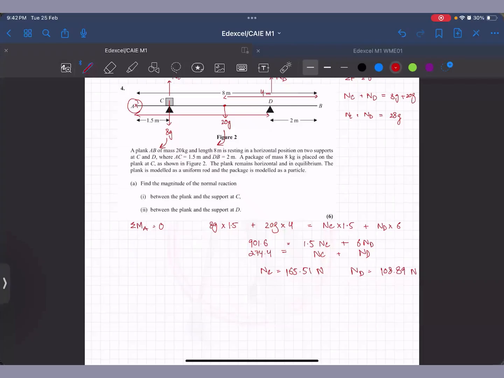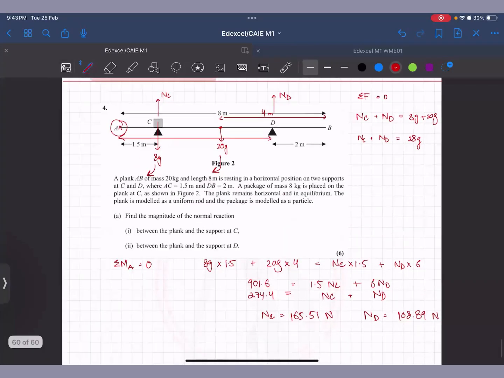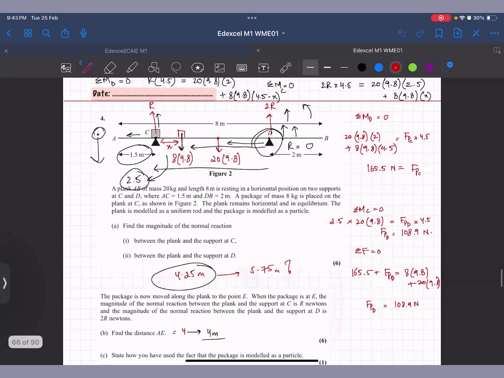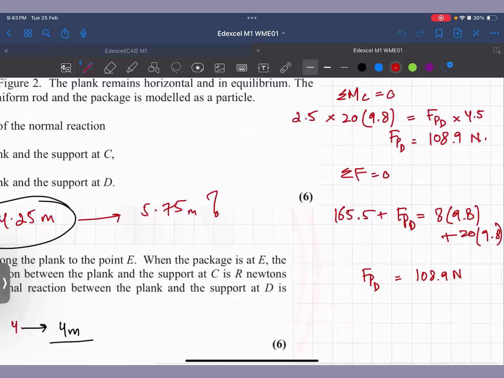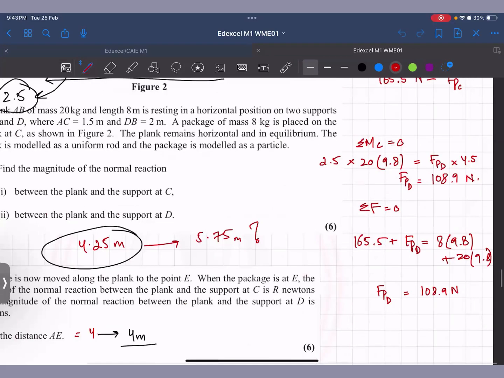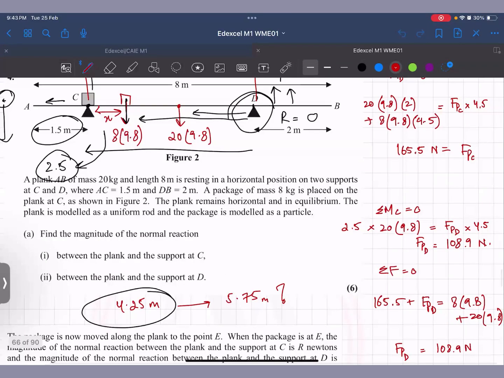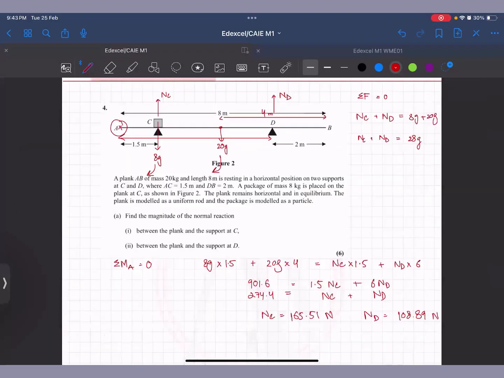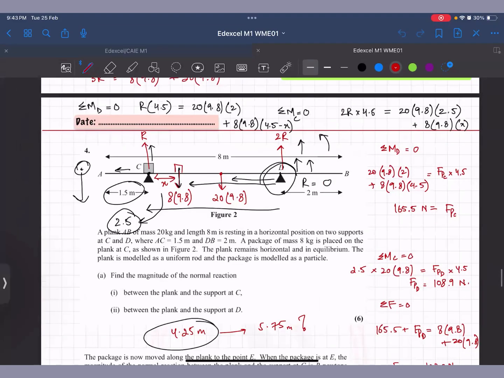Okay, do you get it? Yeah, I got it. Easy or hard? Yeah, this is okay. So look, we're getting the right answer. ND is 108.8 and NC is 165.5. These are the two answers, right? Look, we've got it. I don't know why I did so much working over here.